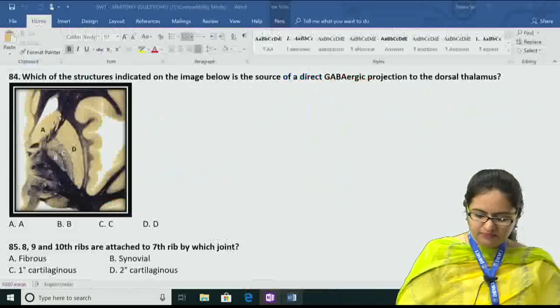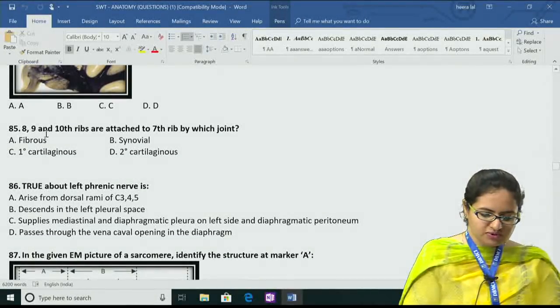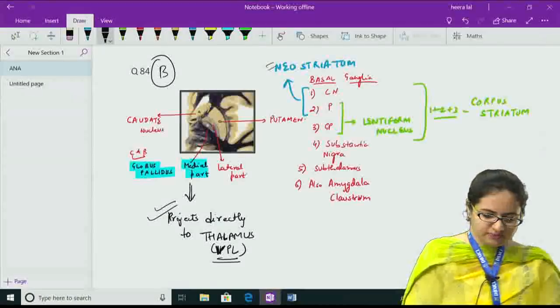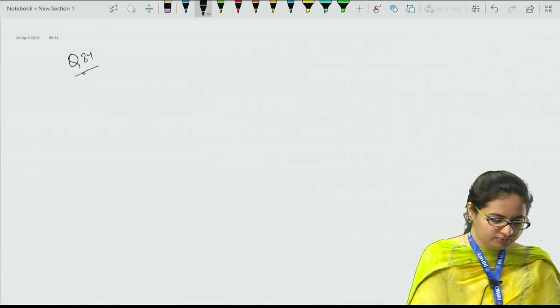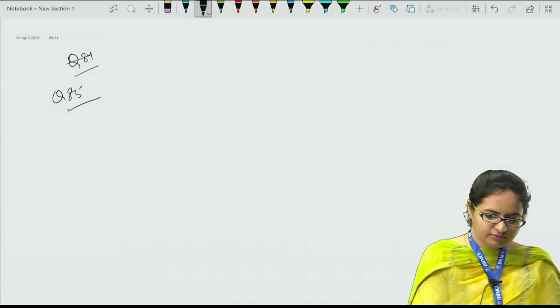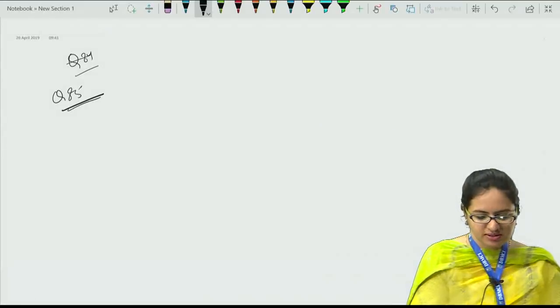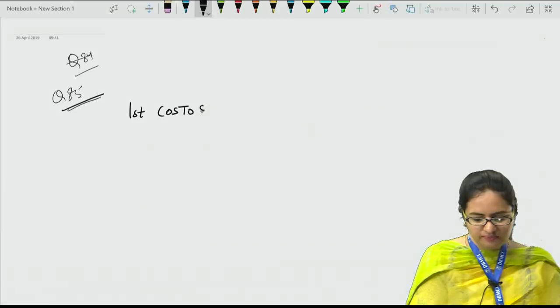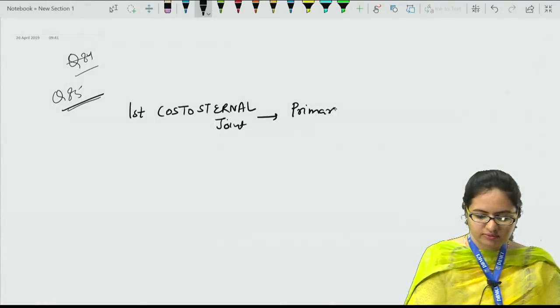Now the next question is question number 85. It says, the 8th, 9th, 10th ribs are attached to the 7th by which of the joints? Now if we talk about these joints, the first costosternal joint, also termed chondrosternal, is the primary cartilaginous joint.